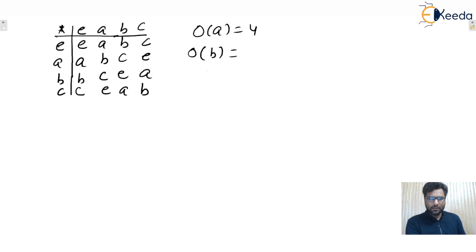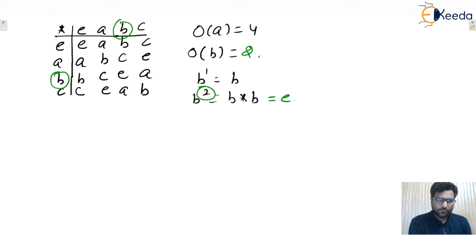So we can say that B power 1 is B only. B square is B star B, and we can check B star B from the Cayley table. B star B is the identity element, that means 2 is the order, so we can say that the order of B is 2 only. I hope this one is clear to everyone, isn't it?